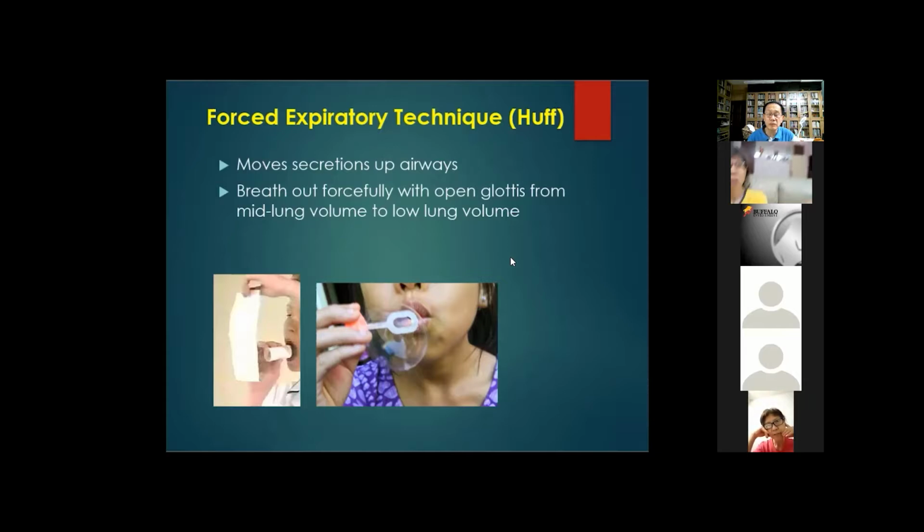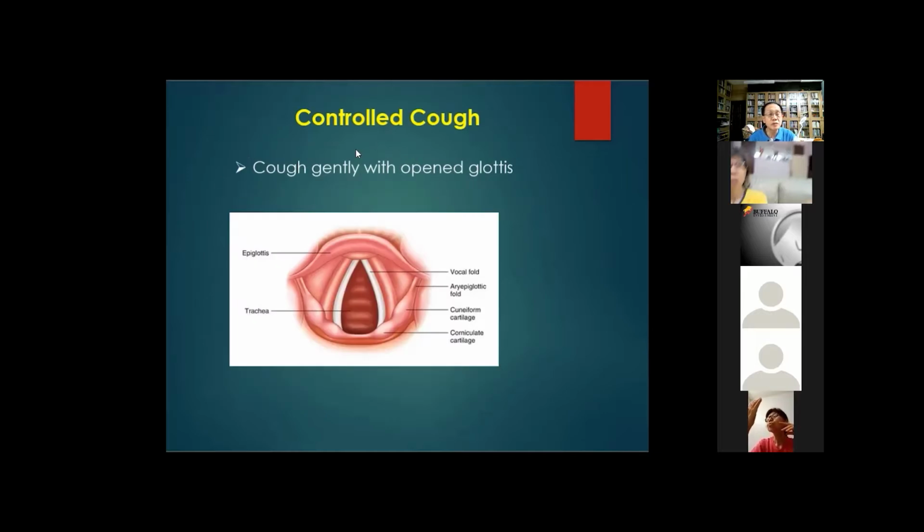Even when we are having a cough or maybe a flu or a common cold, you can use this technique to bring up the phlegm. Then you practice control cough. What is control cough? Control cough is actually a gentle cough with open glottis. So it should sound like this.